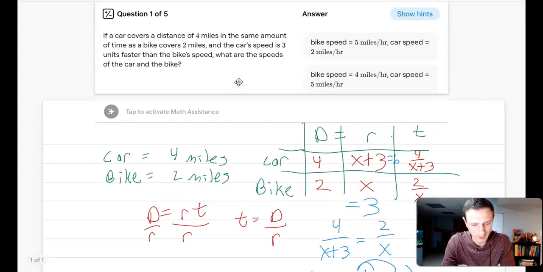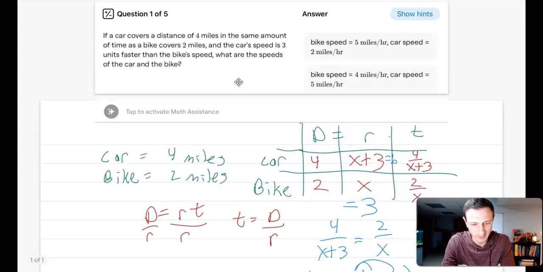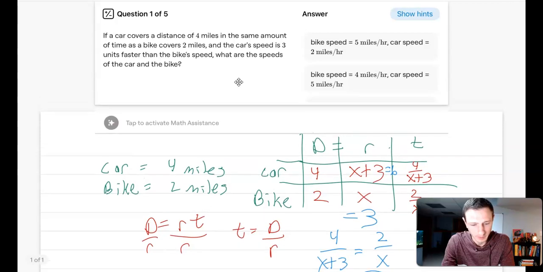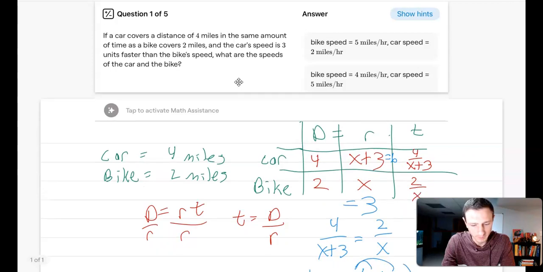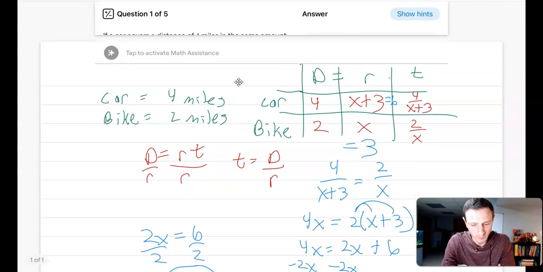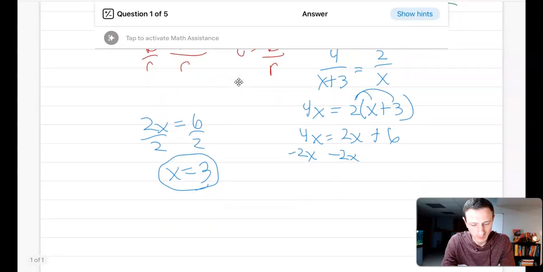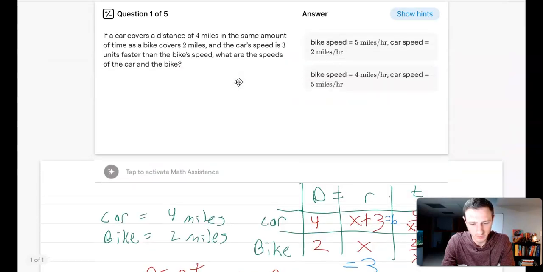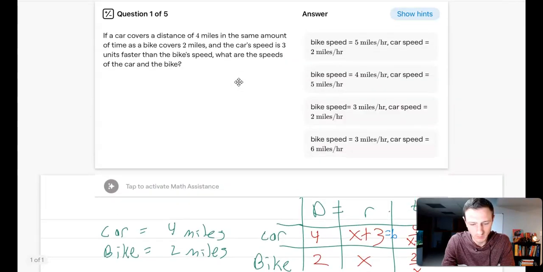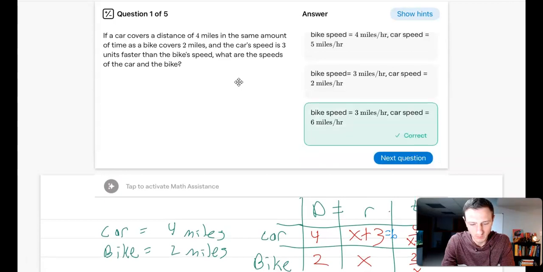Let me just double check. Covers a distance of 4 miles, same amount of time, bike covers 2 miles. It's 3 units faster. 4 over x plus 3, 4x, 2x plus 6. So 3 and 6. Nice. Okay. Good question. Definitely a really good question.